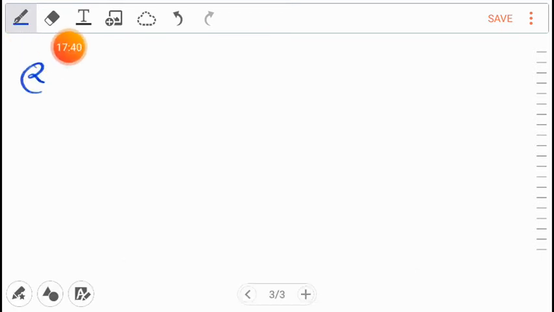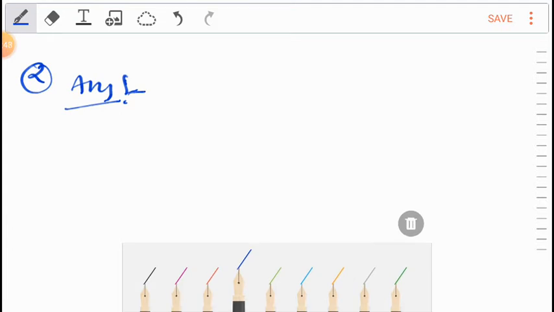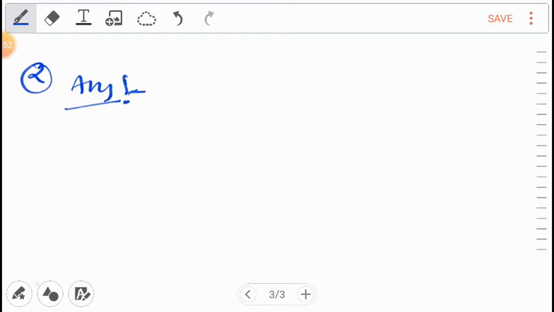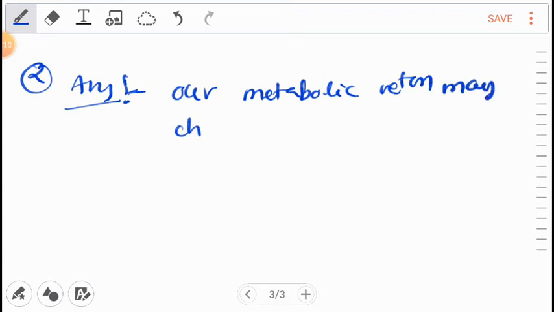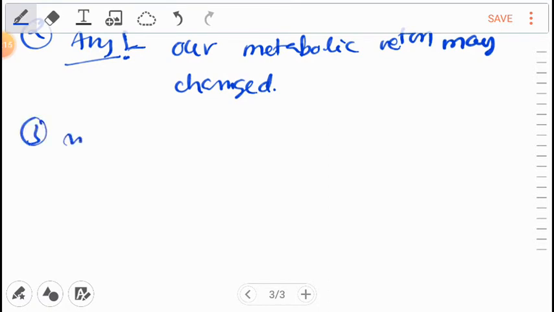So the second question answer is: when the pH of our body changes, our metabolic reactions may be disturbed. Our metabolic reactions may change. This is the answer.